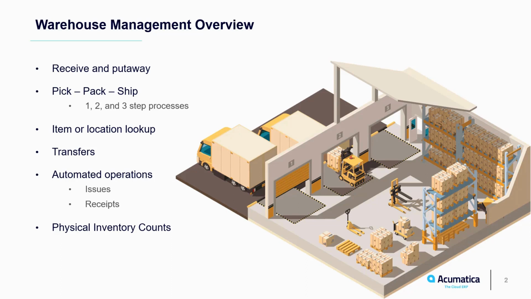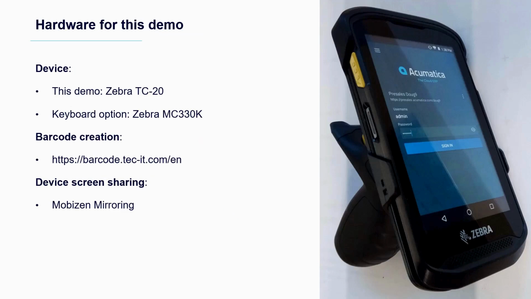To minimize the video runtime, we will not cover some of the operations, such as physical inventory counts and automated creation of issues and receipts. During this demonstration, I will use a Zebra TC20 device to scan barcodes I created for sales demonstration items.